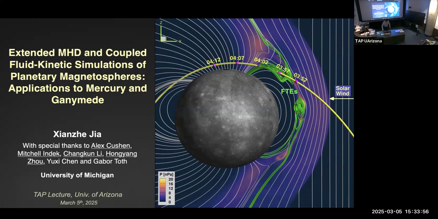And as Chris mentioned, my research interest has been planetary magnetospheres and planetary moons, especially their magnetic properties, interior structures, and how they interact with their parent magnetospheres.